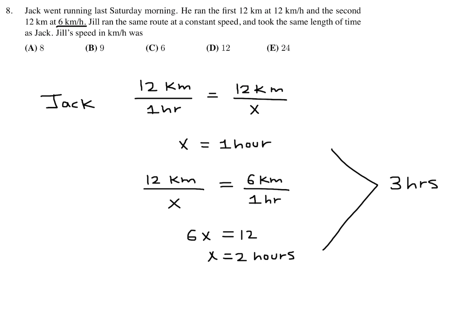All right. Now we turn our attention to Jill, and Jill is running the same route at a constant speed and took the same length of time. Okay, so she's running the same route, so she's running 24 kilometers just like Jack did, and she's running for the same amount of time, so 3 hours just like Jack, and we want the speed. Well, speed is, of course, distance over time, and that's going to be 8 kilometers per hour. And therefore, number 8, the answer is 8, and that is choice A.